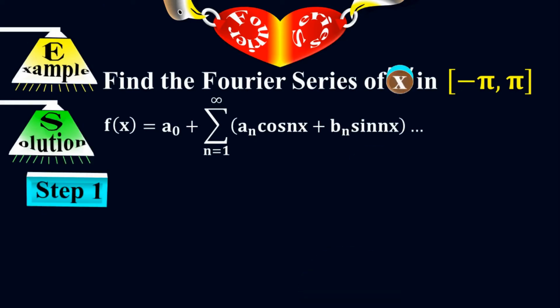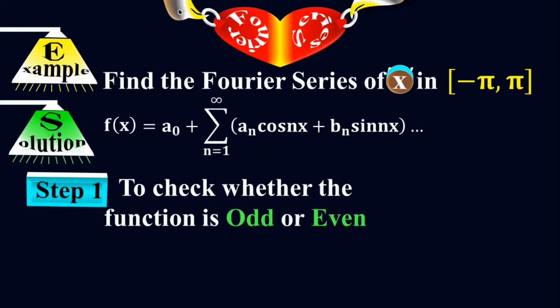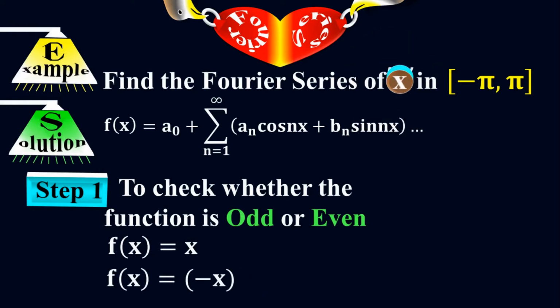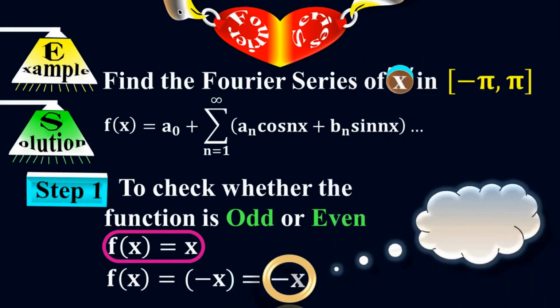Step 1. Check whether the function is odd or even. The very first thing I'm going to do is check whether the function x is an odd function or an even function. It's very easy. Just replace the variable x by minus x. It is not my original function, because my original function f of x equals plus x, not minus x. Therefore x is an odd function. Don't forget, we have already talked about odd and even functions.